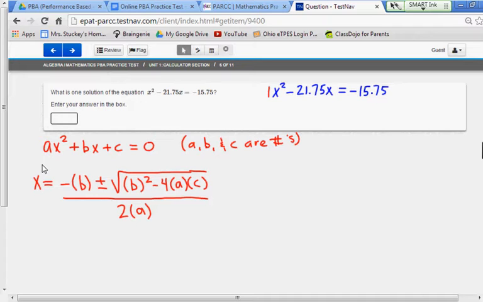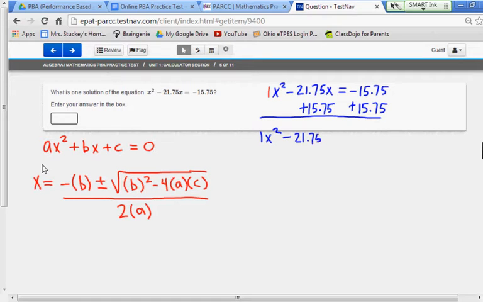So for this equation that we're given in the problem, if I add 15.75 on both sides, then my equation would be this: 1x squared minus 21.75x plus 15.75 is equal to 0. And so a is 1, b is negative 21.75, and c is 15.75.